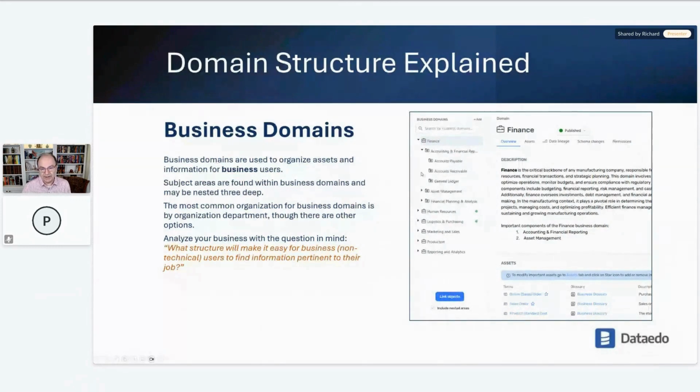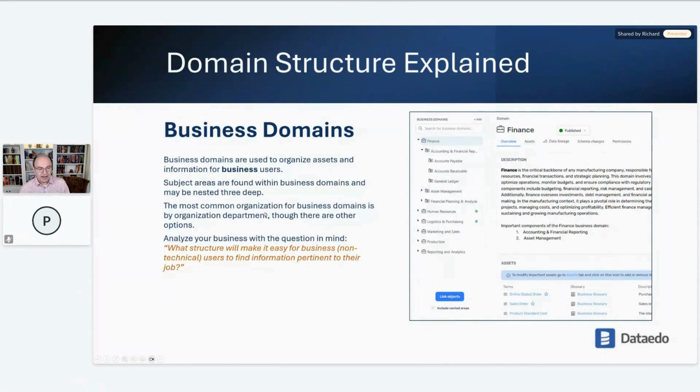So in the example over here, we see the finance business domain, and within that, we have 3 top-level subject areas, and then some nested subject areas in that. They can be nested 3 levels. The domains themselves are only top level. They are domains. There's no such thing as a subdomain. We have domains and then subject areas. And that's for the business domains. For data domains, we have data areas inside of the data domains.